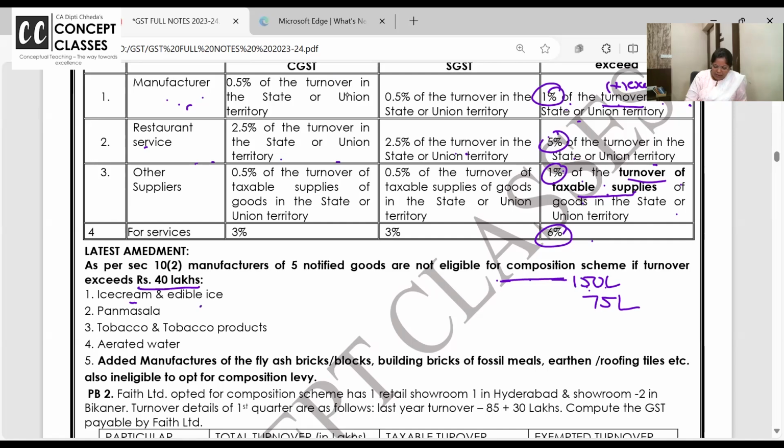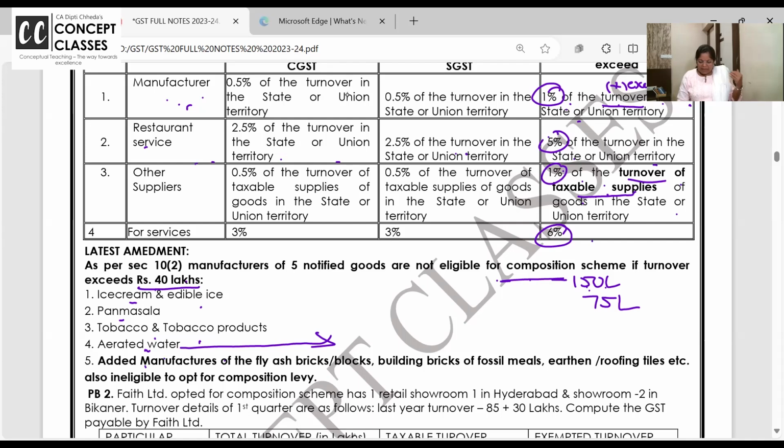Ice creams and edible ice, okay. Pan masala, tobacco, aerated waters. If you are manufacturing these and your turnover is above 40 lakhs, very common. Nowadays, so many private aerated waters start under their own names, in poly packs and plastic packs and all. They set up the units, filter the water, pack it and give it to all the hotels and functions and weddings and all. So there, if your turnover exceeds 40 lakhs, and you are manufacturing ice cream, pan masala, tobacco, aerated water, you cannot go for composition.